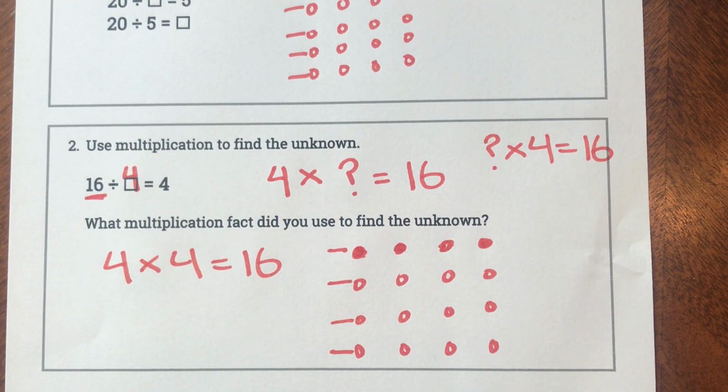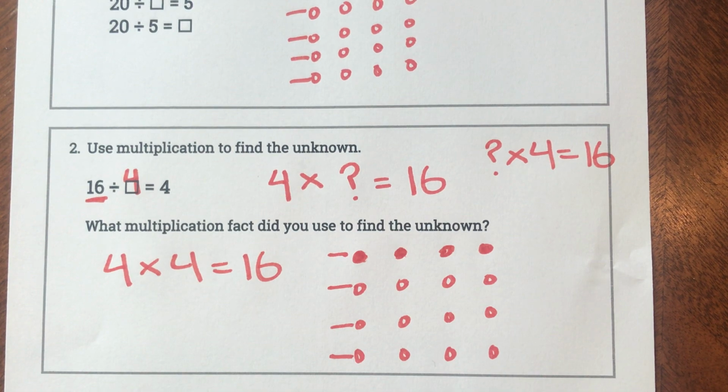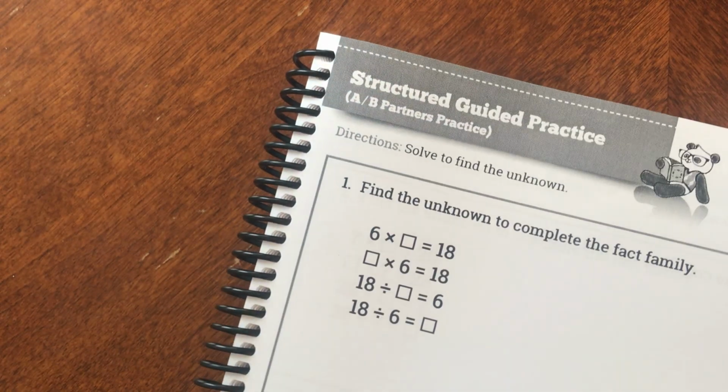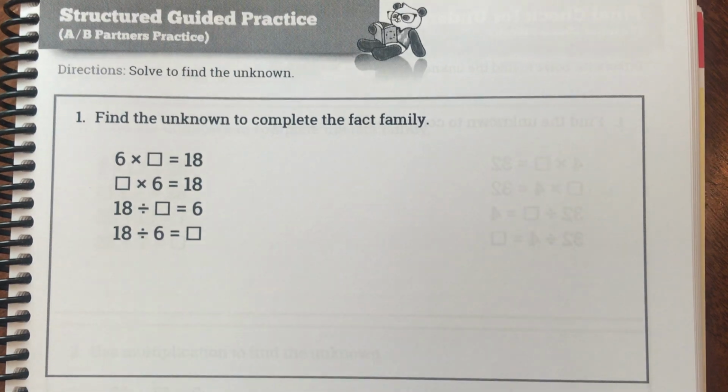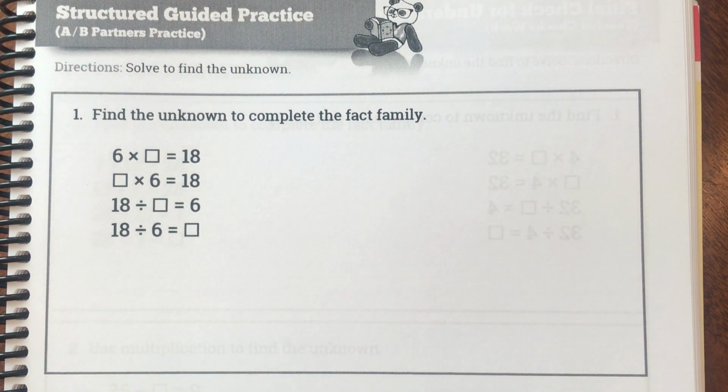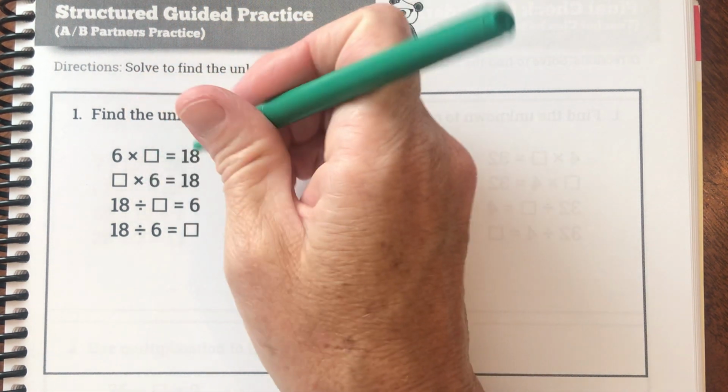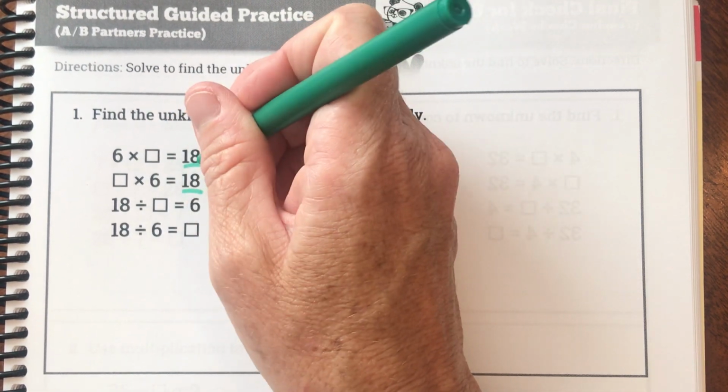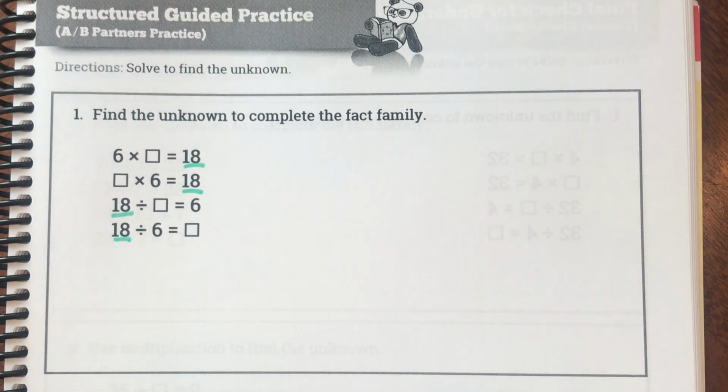Okay, ladies and gentlemen, let's try some of these together. We're on page 178. Here's our first one, and it's a fact family. It says, find the unknown to complete the fact family. 6 times blank equals 18, blank times 6 equals 18, 18 divided by blank equals 6, and 18 divided by 6 equals blank. Remember what we talked about, that in multiplication, the larger number is going to be your product, and in division, your larger number is going to be in the front. It's something we call a dividend.